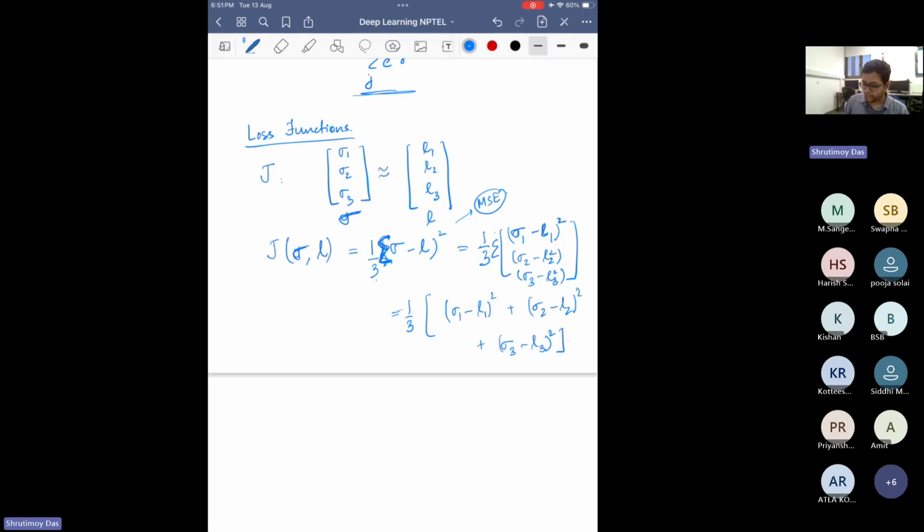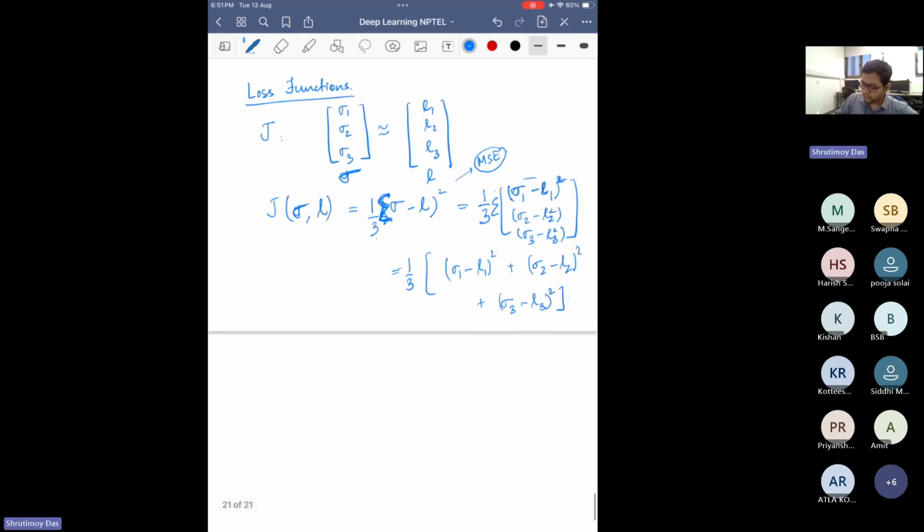Okay. So can anyone tell why am I squaring this? I can just say sigma 1 minus L1 plus sigma 2 minus L2 without squaring. Yes. Because squaring makes all of these errors positive. We do not want negative error, right? Negative error means you are giving something which is better than the truth, which is not possible. So that is why we want these errors to be positive.